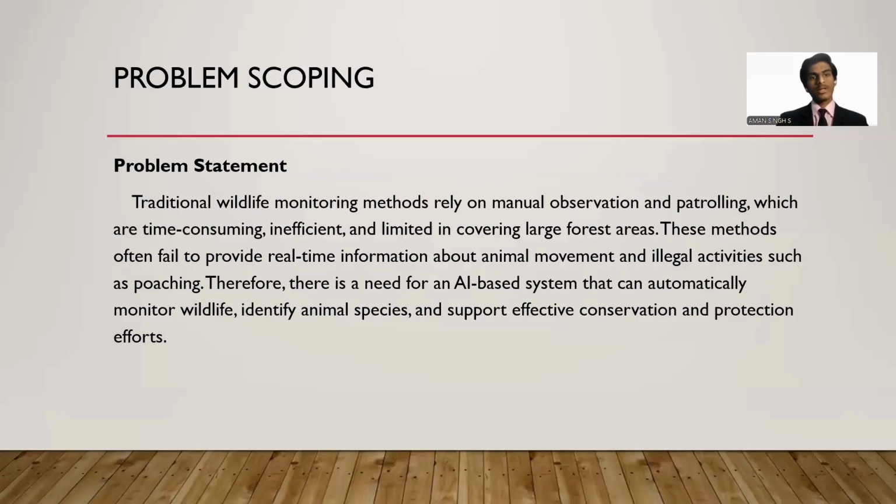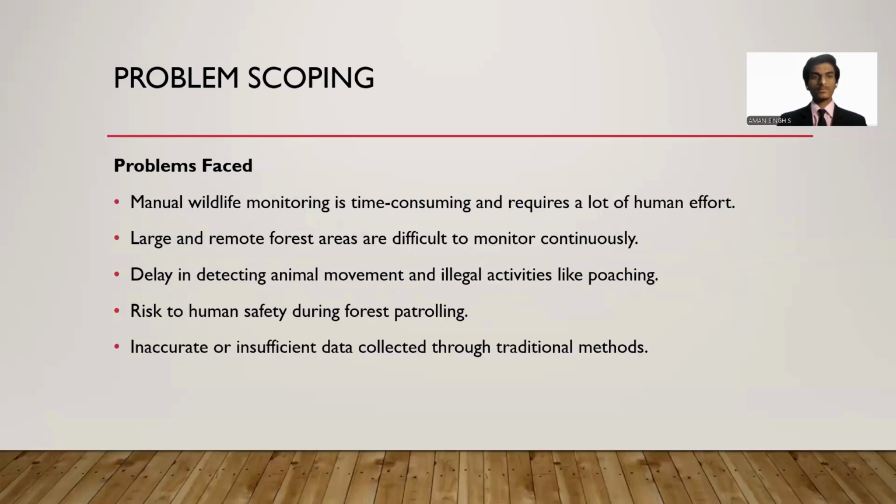Problem statement. Traditional wildlife monitoring methods rely on manual observation and patrolling, which are time consuming, inefficient, and limited in covering large forest areas. These methods often fail to provide real time information about animal movement and illegal activities such as poaching. Therefore, there is a need for an AI based system that can automatically monitor wildlife, identify animal species, and support effective conservation and protection efforts.